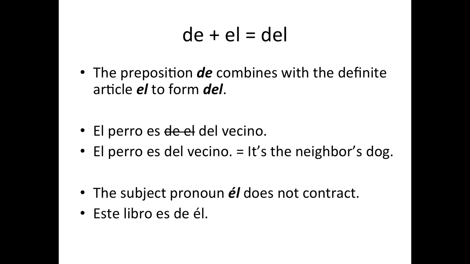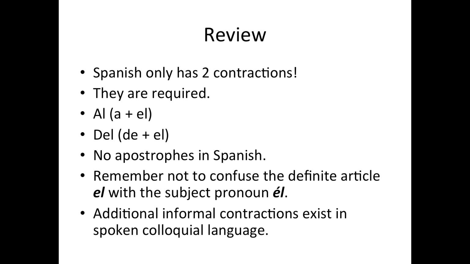Don't forget that. So let's review. Spanish only has two contractions. These are required contractions. Al and del. We don't use apostrophes in Spanish, even though we have them in English. And remember not to confuse the el, the definite article, with the él, the subject pronoun. They're differentiated in writing with an accent mark on the subject pronoun.